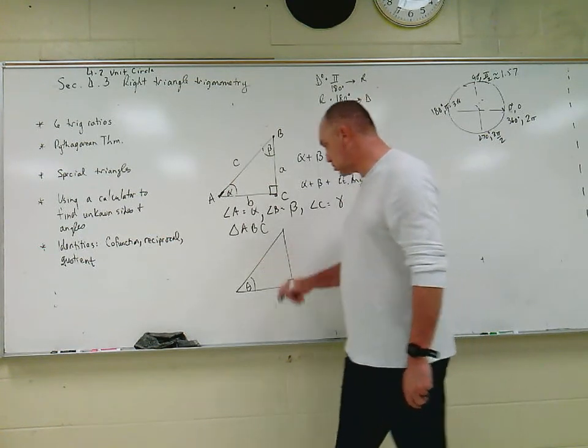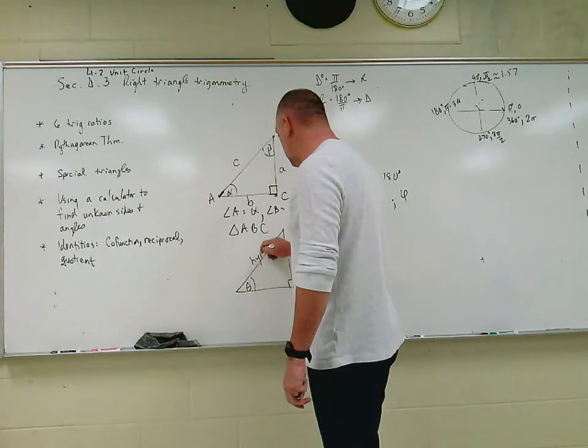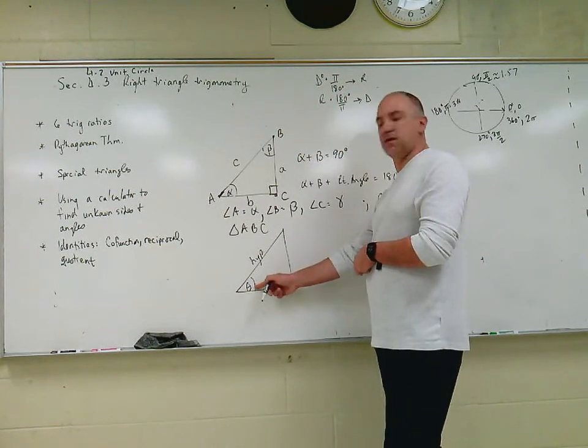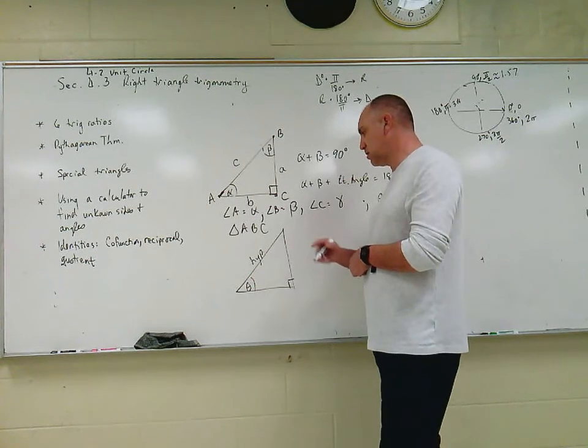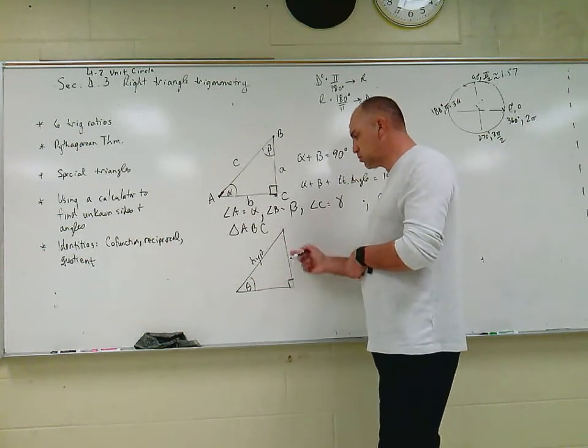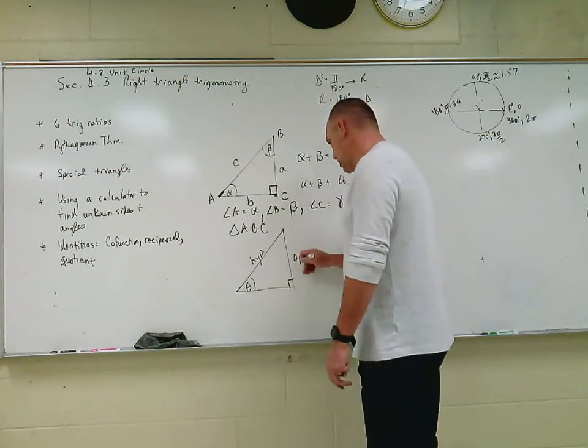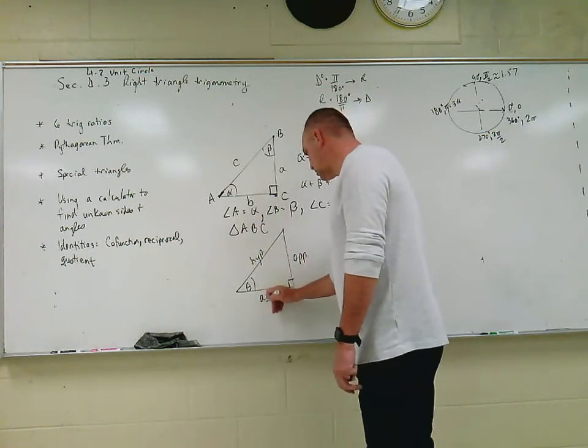Yeah, the one across from the 90. So this is the hypotenuse. And then you have left, and we're referring to this angle theta. So if this is angle theta on these two legs, which one will be opposite? The one across from it, right? And then the one next to it is the adjacent side.